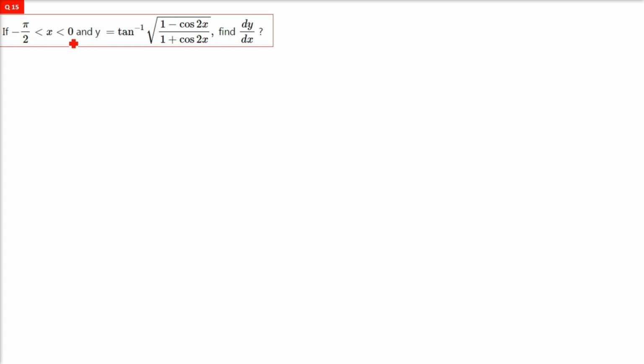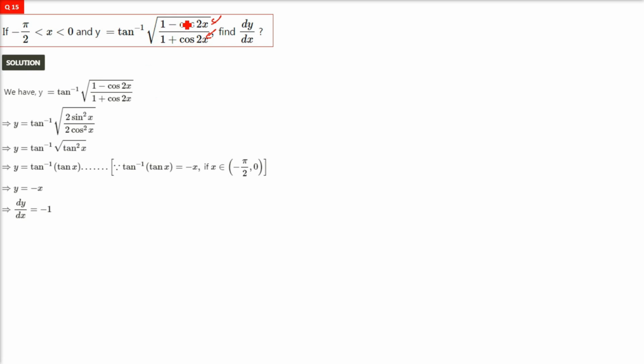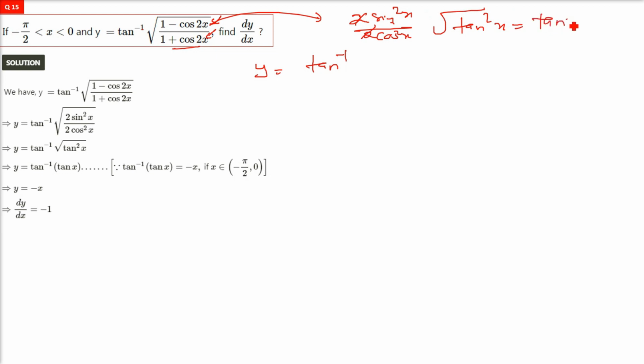Now x is from minus pi by 2 to 0. y is given like this. We have to find dy by dx. We know the formulas of 1 minus cos 2x and 1 plus cos 2x by trigonometry. We'll directly put it here. So y is equal to tan inverse of root of 1 minus cos 2x, which is 2 sin square x, by 1 plus cos 2x, which is 2 cos square x. So 2 cancels, sin square x by cos square x is tan square x. Under root, only tan x will come out. So this is going to be tan inverse tan x.